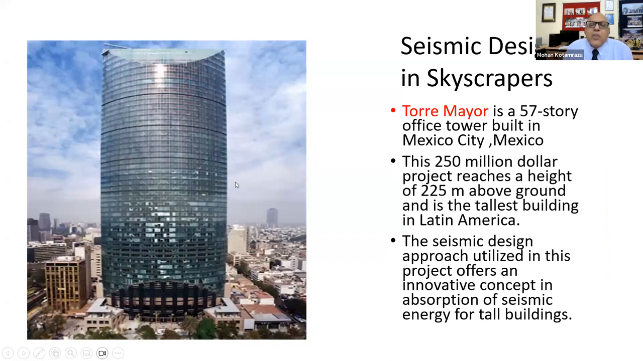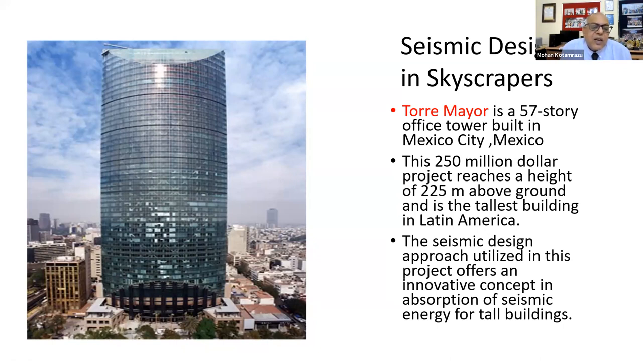Now, another important area in tall building design is how to make the building safe. In many places you have the problem of earthquakes. So how to make the building safe from seismic problems? This is a building called Torre Mayor. It's a 57-story building, and a lot of money has been spent in making it seismic proof.